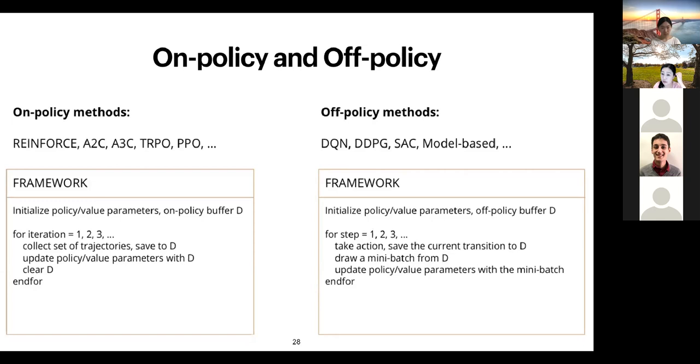This is usually for handling data correlation. You don't want to work step by step, you want to have a buffer and sample from that buffer. Therefore, you hopefully don't have highly correlated data samples. So you draw a mini batch from the buffer and then you update your policy and value parameters using the mini batch. So you never clear it. You might choose to use one mini batch to do the update, or you can choose to use multiple mini batches, but it's completely up to you and your algorithm. Okay, is the difference between on-policy and off-policy clear?